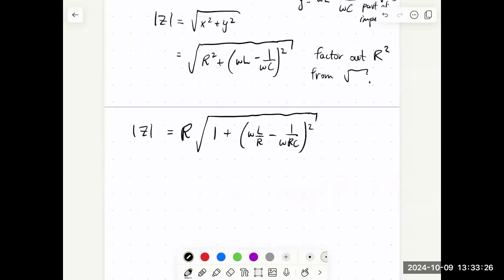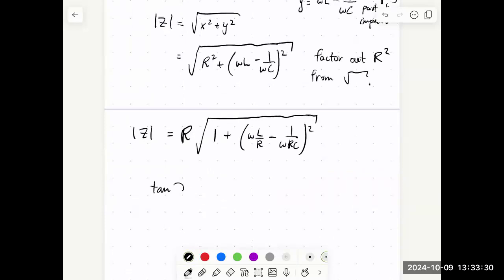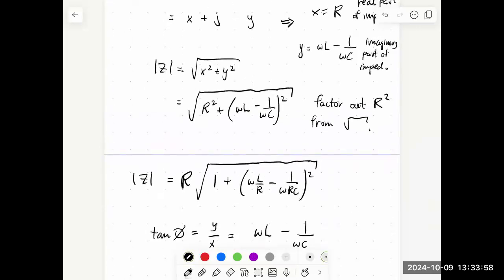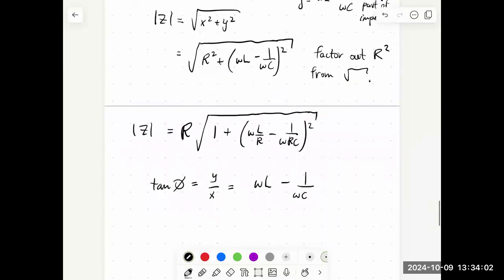The other thing we have to do is we have to say that the tangent of our phase is equal to y over x. Okay, well, what's y? Y is right here, omega L minus 1 over omega C. And then we have to divide by x, but x is just equal to R. It's right there, so we divide by R. So we divide by R, and we divide by R. Oh, and look at that. The same thing that was inside the brackets of our square root appears for this tan of phi.